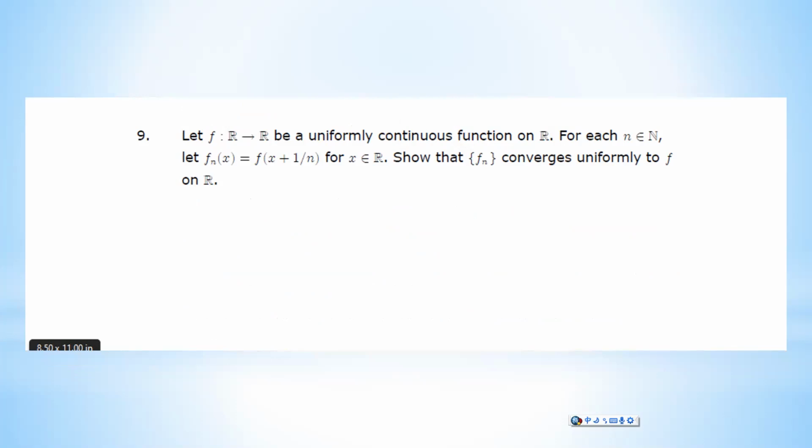Then from this uniformly continuous function, I'm going to construct a sequence of functions called fn by adding 1 over n to the x. It looks like fn is a composition from the original f(x). So fn is a new function, basically a shift by distance 1 over n of the original function f(x). And now we're going to show that fn converges uniformly to f on R.